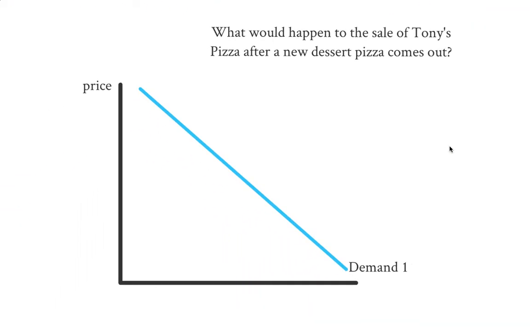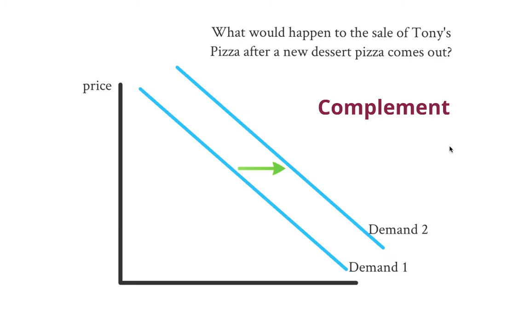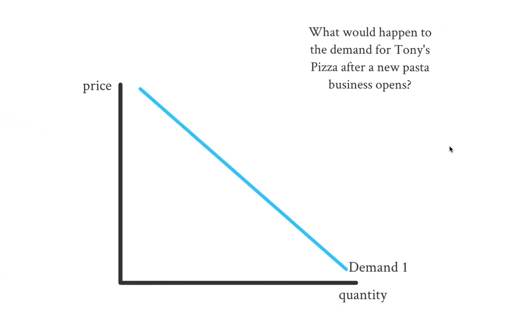All right. What would happen to the sale of Tony's Pizza after a new dessert pizza comes out? Well, hopefully you're going to go to the restaurant to try out that new dessert pizza. He added a complement in, which means his pizza is going to be more in demand. So the demand will go up, therefore he could sell for a higher price.